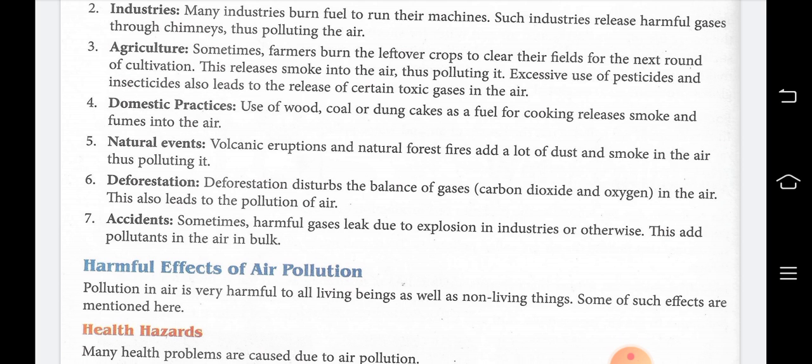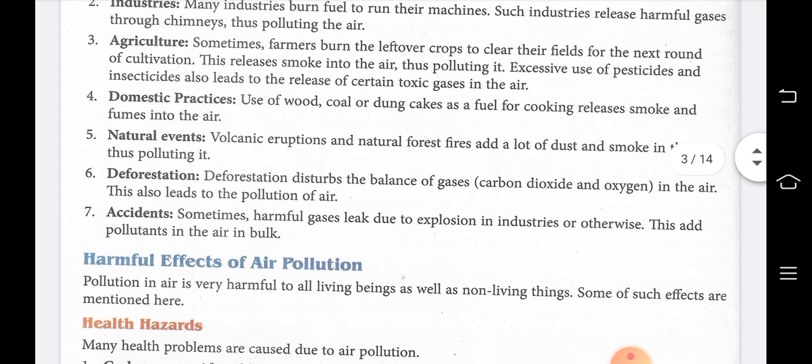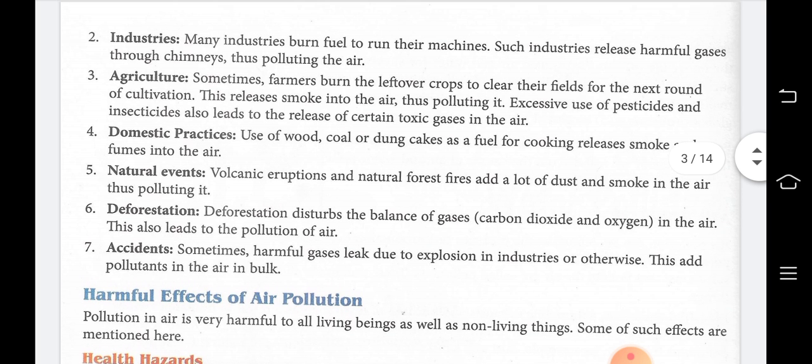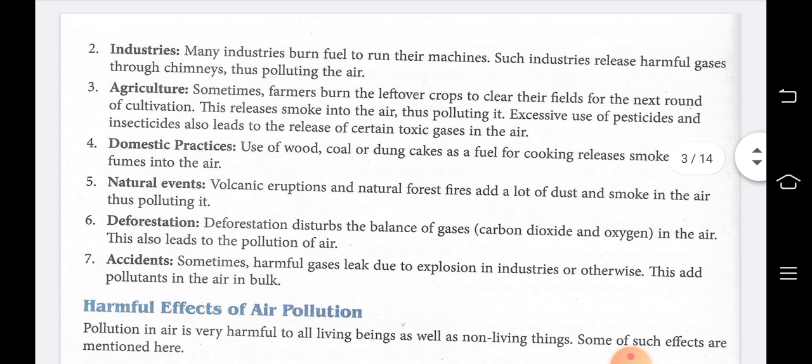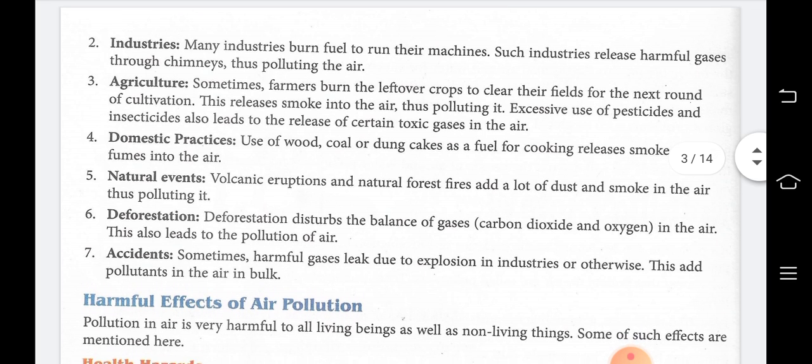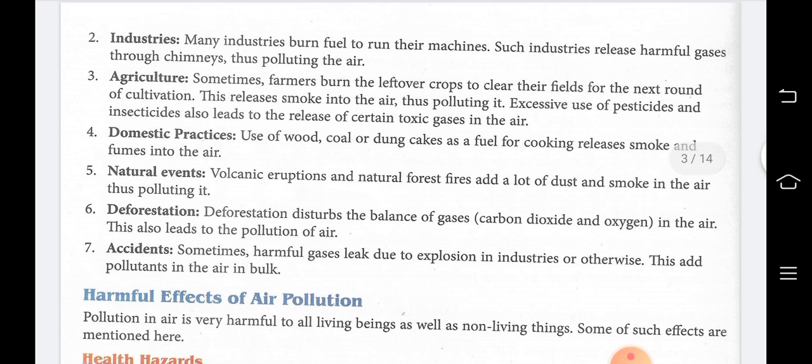Excessive use of pesticides and insecticides also leads to the release of certain toxic gases in the air. So, agriculture is the main cause of pollution nowadays in Delhi. You have heard that in Punjab, the leftovers are burned by the farmers, and these harmful gases come to the Delhi area and pollute it.